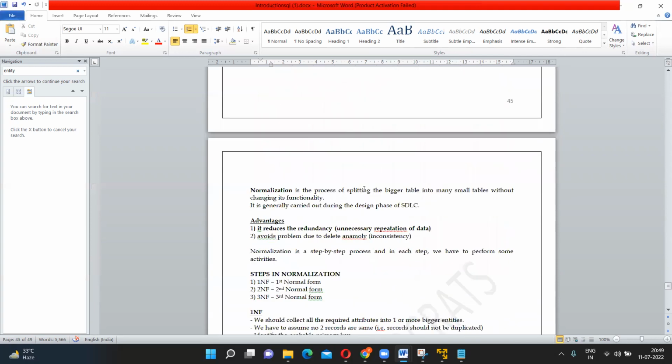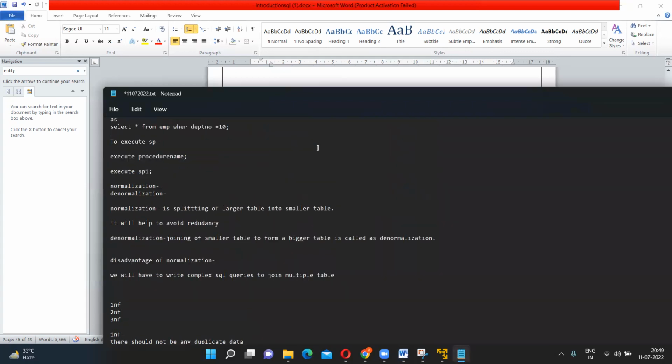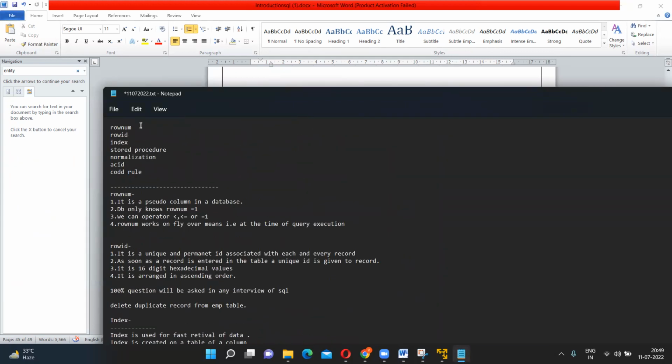This is nothing but your ACID property. Normalization. So today, the things we have learned: Rownum, Rowid, index, stored procedure, normalization, ACID, and Codd's rules. Am I clear till this much?